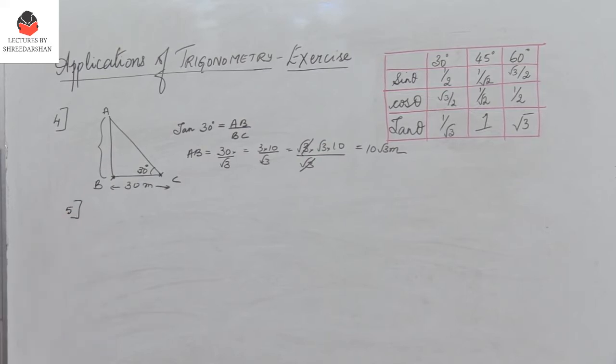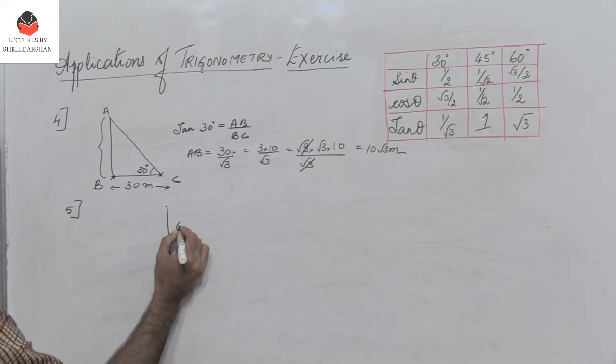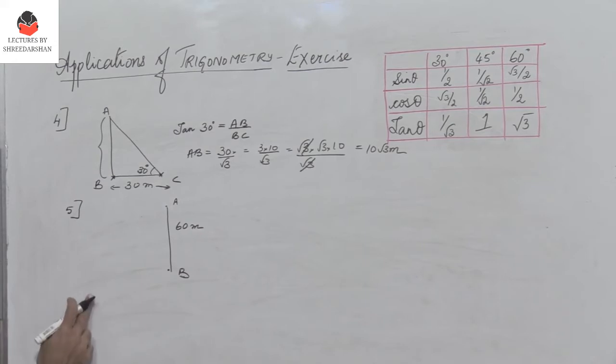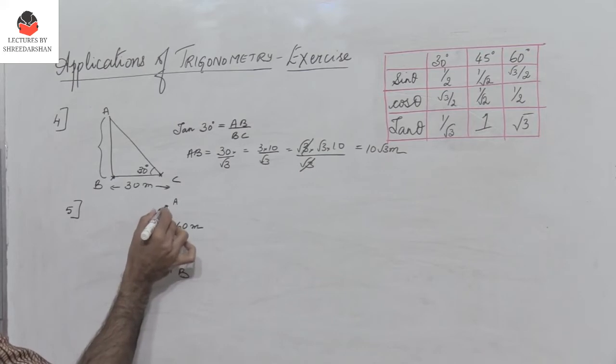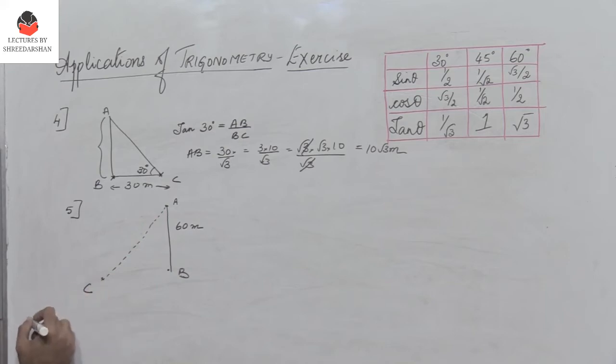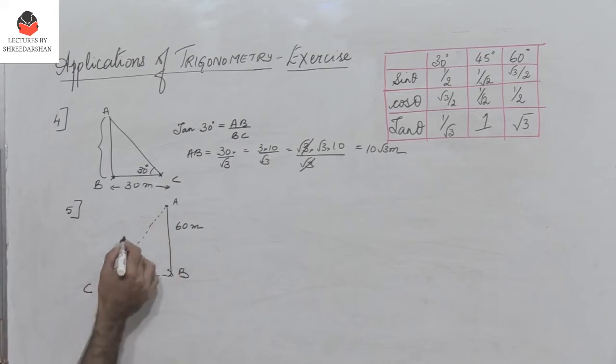Next problem. A kite is flying at a height of 60 meters above the ground. So 60 meters above the ground, you have a kite which is flying. So this is AB. A string is attached to the kite and is temporarily tied to a point on the ground. So this is the string which is attached to the ground at C, and the angle of inclination is given as 60 degrees. So this is 60 degrees. So I need to find the length of the string. So I need to find AC. So this is the length of the string.